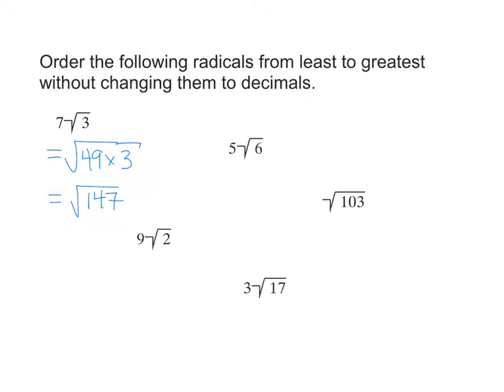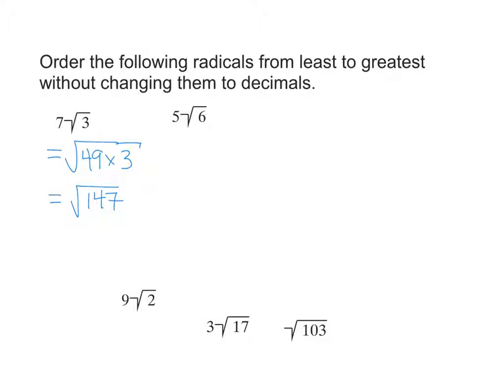Then if I take the 5 root 6 and do the same thing, I'm just going to move these out of the way for now. Oh, well, just look at this one. Now you can tell which is bigger between these two. 7 root 3 and root 103. Which one is bigger? Right, the square root of 147. So 7 root 3 is bigger than root 103. But you can't tell until you make it an entire radical.